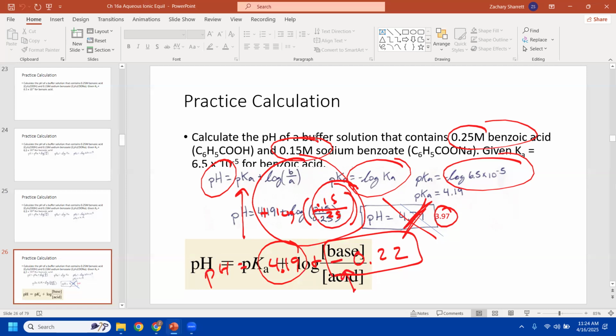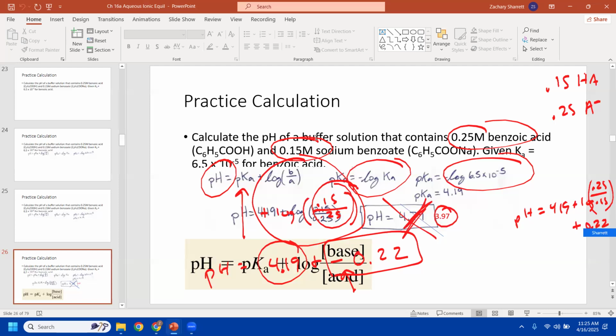So we could do this same thing using the ice table, but I think we're kind of tired of ice tables. So let's see, what if it was 0.15 benzoic acid, HA, and 0.25 of A minus. Let's do the same thing. pH equals 4.19 plus the log, but now we're going to flip it: 0.25 over 0.15. What is 0.25 divided by 0.15? And what does the log of 1.6 equal? So this would be plus 0.22.